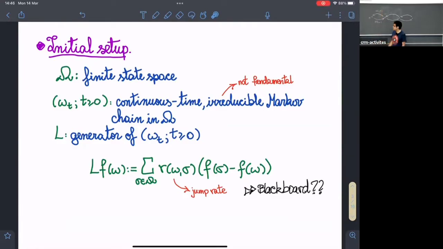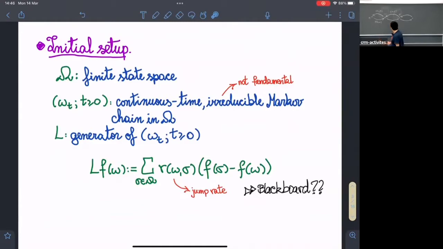Okay, so what happens is that if you are at sigma, you leave to omega with this rate. And if you are at omega, you leave to sigma with this rate, and maybe here you have sigma prime. And you leave from omega to sigma prime at a different rate. Okay, so those are the numbers that you put on the generator.